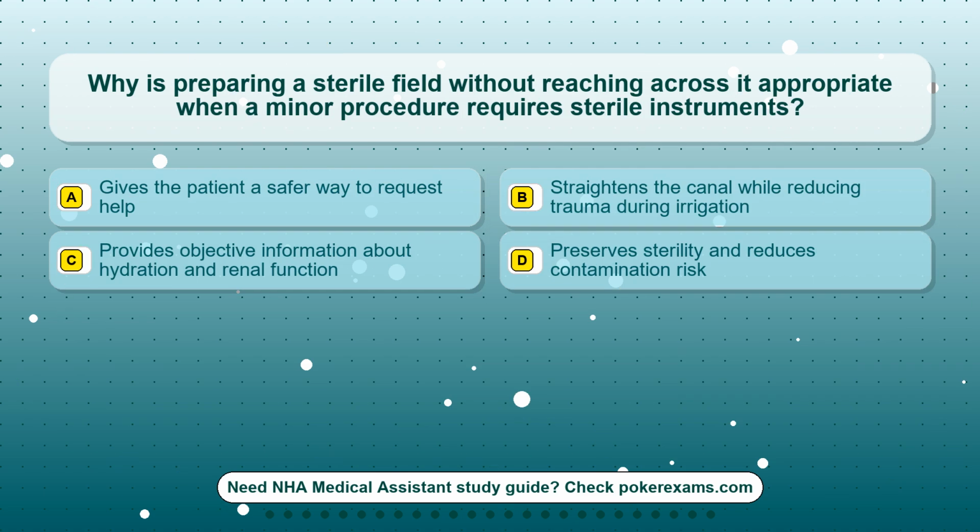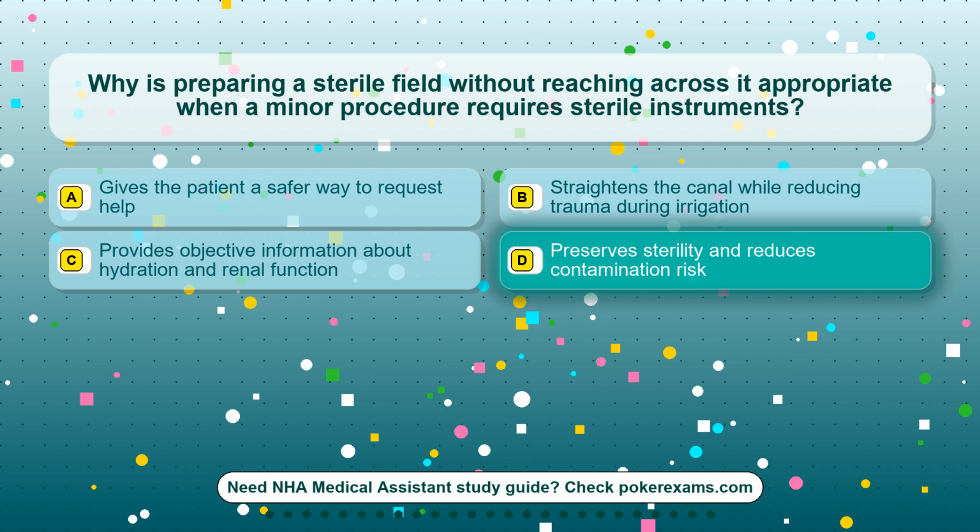Question 12. Why is preparing a sterile field without reaching across it appropriate when a minor procedure requires sterile instruments? Option A. Gives the patient a safer way to request help. Option B. Straightens the canal while reducing trauma during irrigation. Option C. Provides objective information about hydration and renal function. Option D. Preserves sterility and reduces contamination risk.